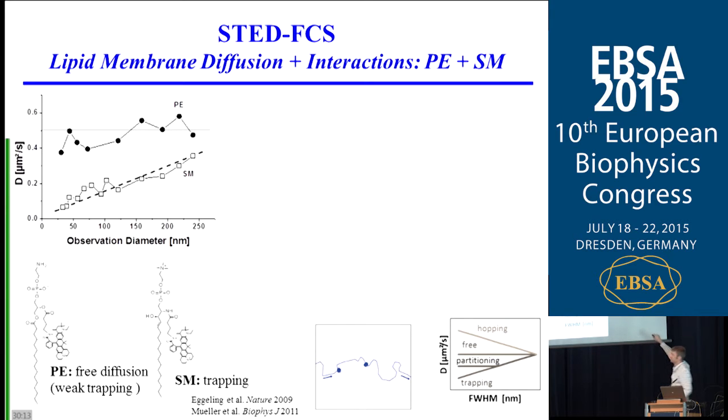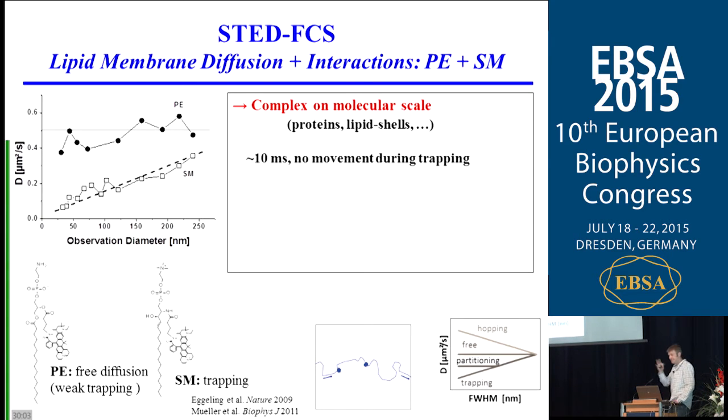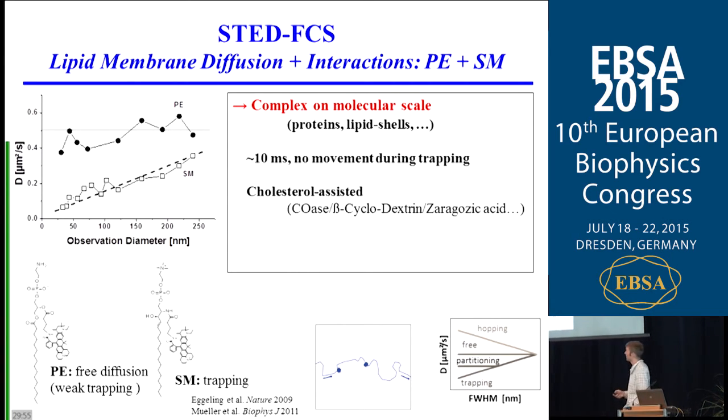Now we can take this data, analyze it a little bit more closely, and we can find out that this is a complex on the molecular scale, probably with slowly moving proteins and so on, because it takes roughly 10 milliseconds and there's no movement during trapping. It looks like it's really fixed at that point during these 10 milliseconds. It's cholesterol assisted, because if you treat the plasma membrane with cholesterol depleting reagents like cholesterol oxidase, we hardly see trapping anymore.